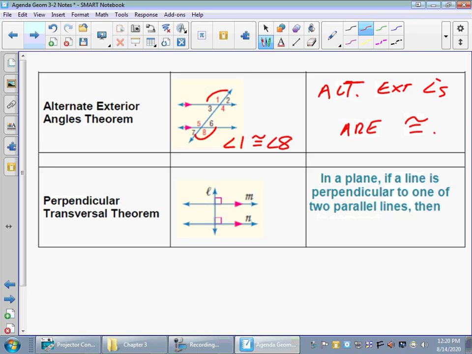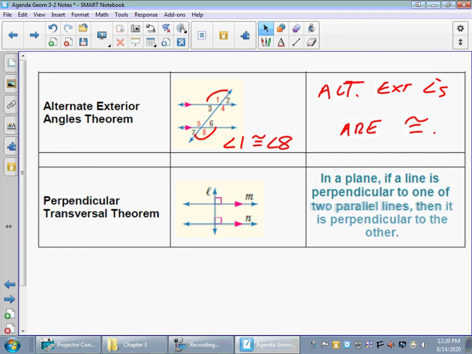And the last theorem: in a plane, if a line is perpendicular to one of two parallel lines, then it is perpendicular to the other line. We can see an example right in here. Since it's perpendicular to line N, it would also be perpendicular to line M. So if they just gave us one of them, then it has to be perpendicular to the other.